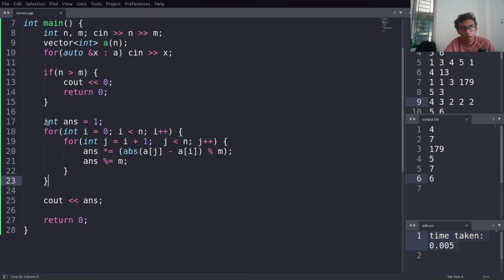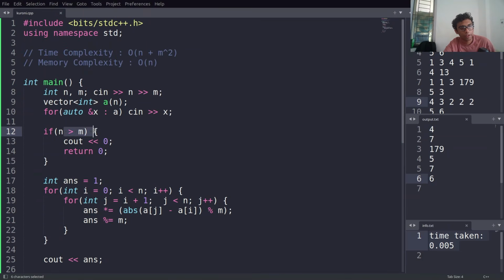Otherwise, we set our answer as 1. This is going to be the final answer, which is the product of all a_j minus a_i. For each i and for each j greater than i, we multiply the answer. Make sure that here I'm multiplying the absolute difference mod m, because that doesn't change the answer, and also it won't overflow. Here the answer can overflow and give you a wrong answer, and then we take the answer mod m, obviously. Once this loop is done, we can print the answer.